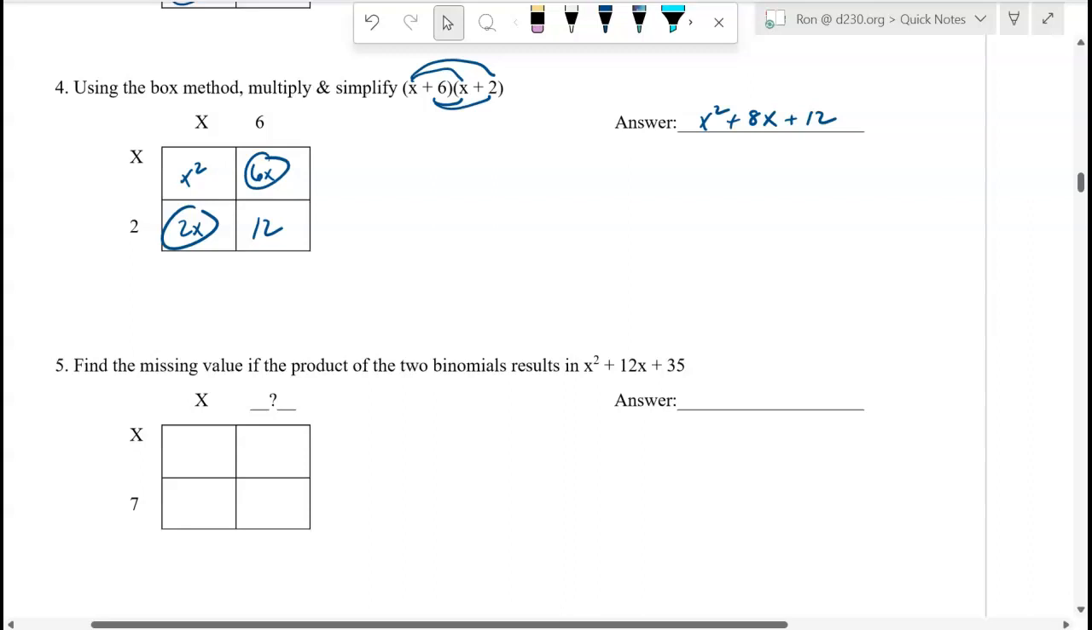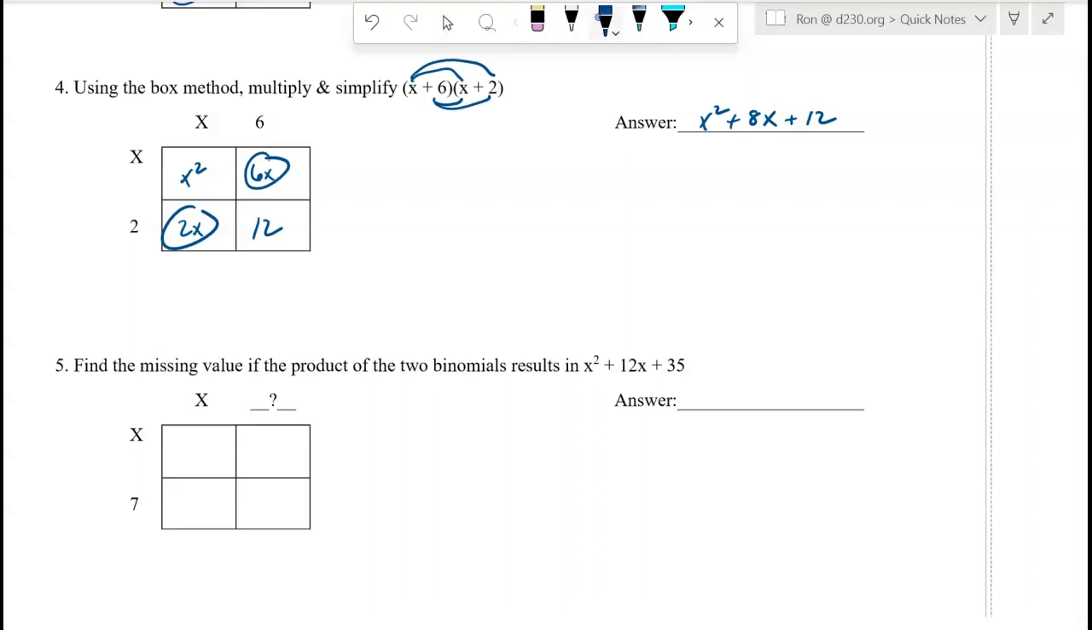So let's change it up a little bit. It says here, find the missing value if the product of two binomials results in x squared plus 12x plus 35. So right away we know x times x will give us x squared. We know x times 7 will give us 7x. But you have to understand, we need 12x and we need 35.